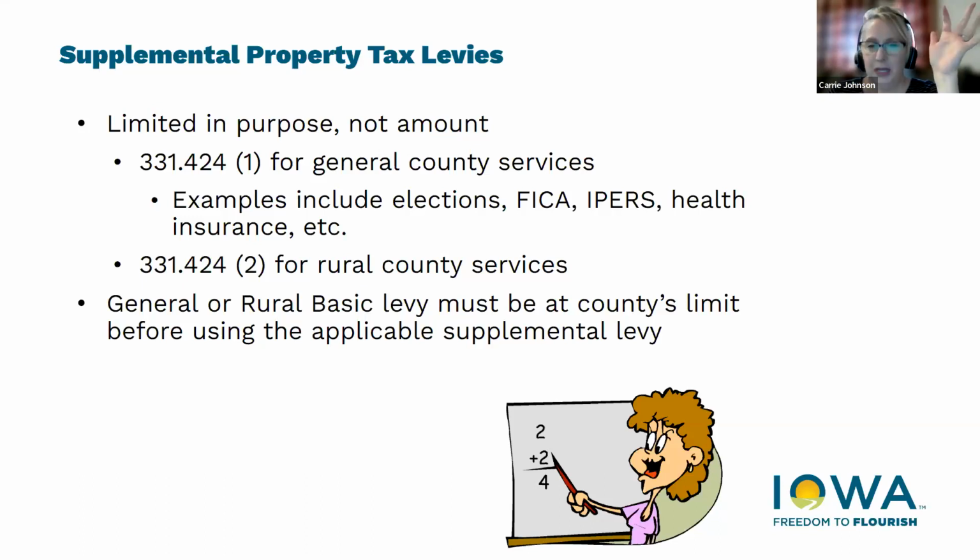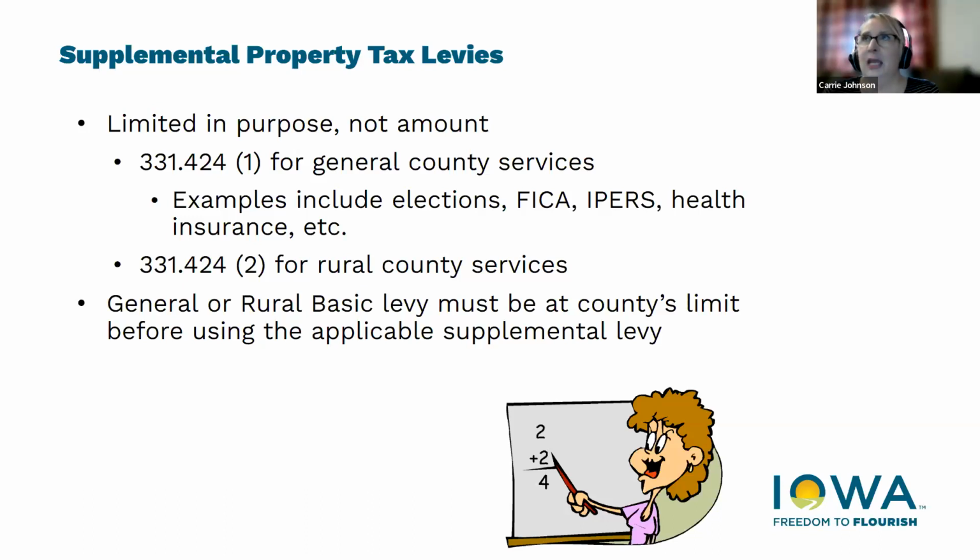They are limited in purpose. General supplemental and rural supplemental are limited in purpose. General supplemental is used by folks for things like elections, FICA, IPERS, health insurance benefits, that sort of thing. Then there also is a corresponding rural supplemental. It's for aviation authority, and then FICA, IPERS, et cetera, for those that are paid by the rural basic fund. In order to use the supplemental rates, the general or rural basic levy must be at the county's limit.